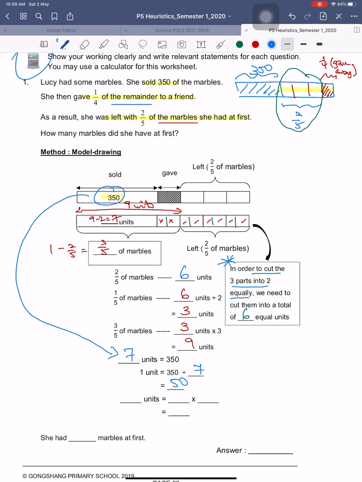So total there will be 9. So if you count the number of the units here now, so it's 7, 8, 9, 10, 11, 12, 13, 14, 15. So it's 15 units. 1 unit is 50, 15 units with 50, 15 times 50, 750. So she had 750 marbles at first.